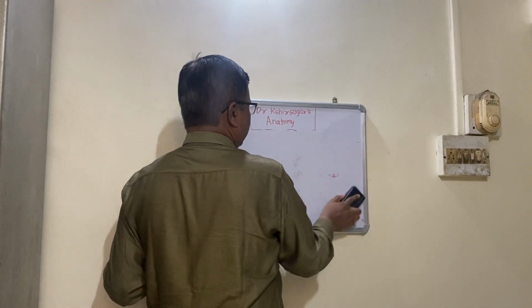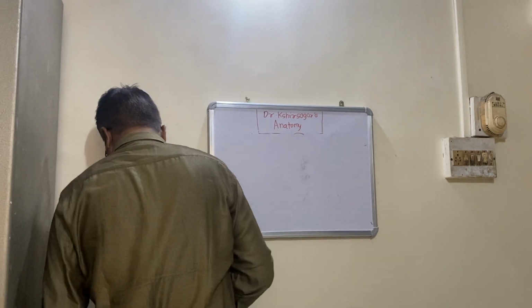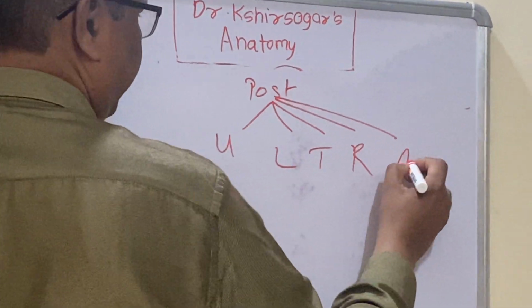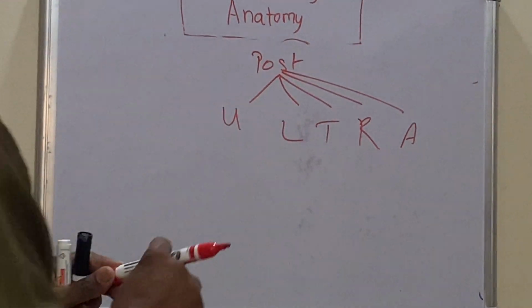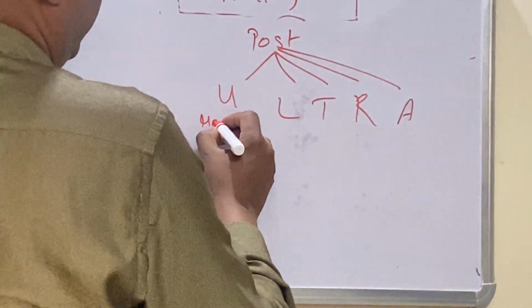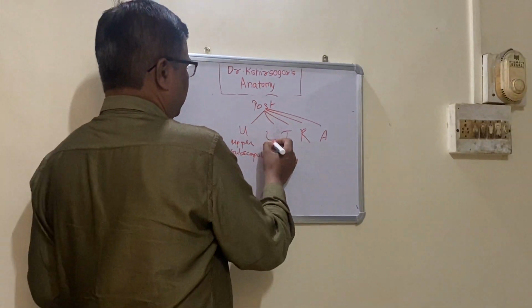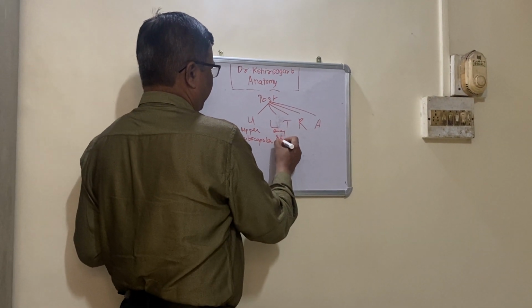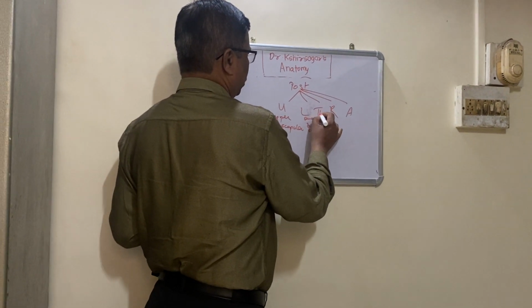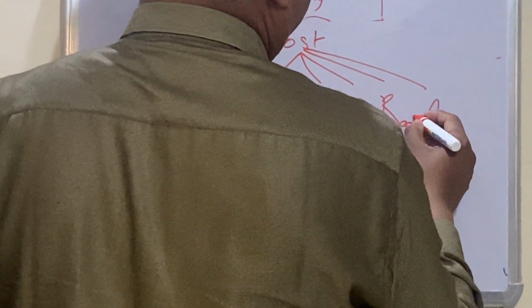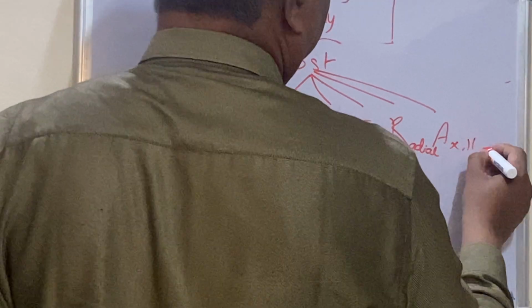Now one cord remains, that is the posterior cord of the brachial plexus. Now posterior cord of the brachial plexus will give off again 5 branches. So what are the branches of the posterior cord? They are remembered as 5 branches: U, L, T, R, A. Ultra. U for upper subscapular. Upper subscapular. This will be lower subscapular. Okay, this is thoracodorsal. Thoracodorsal. This is radial, and this is axillary.